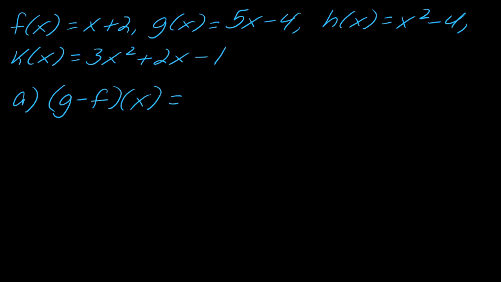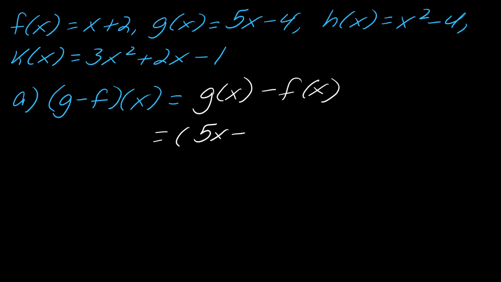What you would want to do is first just write out what this actually means. I need to take whatever g of x is, and then I need to subtract f of x. Going up to my list, here's g of x. So I'm going to put some parentheses around this. This is 5x minus 4, so there's g of x. And now I'm going to put parentheses around f of x, and f of x is x plus 2.